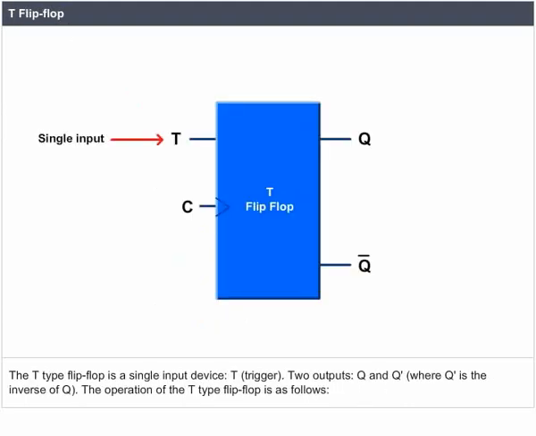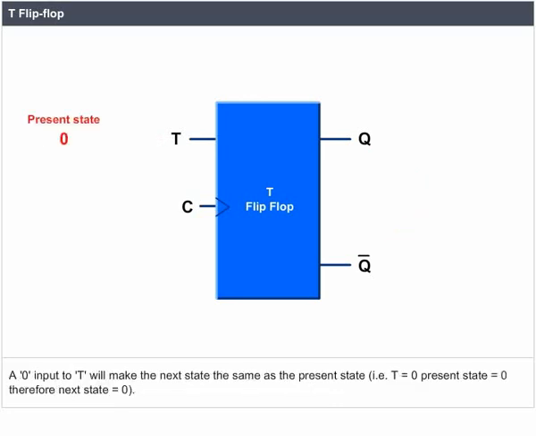T flip-flop. The T-type flip-flop is a single input device, T-trigger, with two outputs, Q and Q dash, where Q dash is the inverse of Q. The operation of the T-type flip-flop is as follows. A 0 input to T will make the next state the same as the present state. That is, T equals 0, present state equals 0. Therefore, next state equals 0.